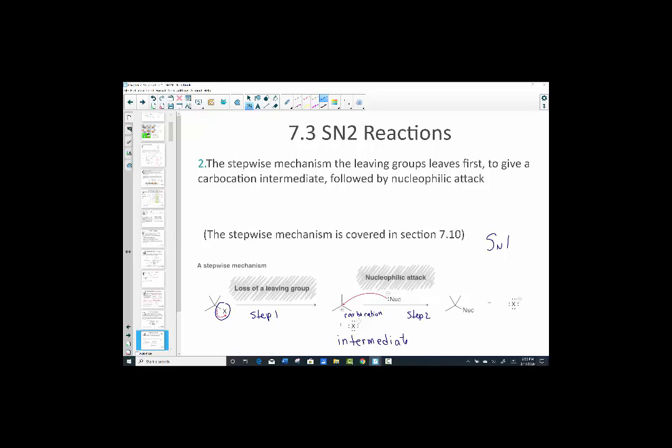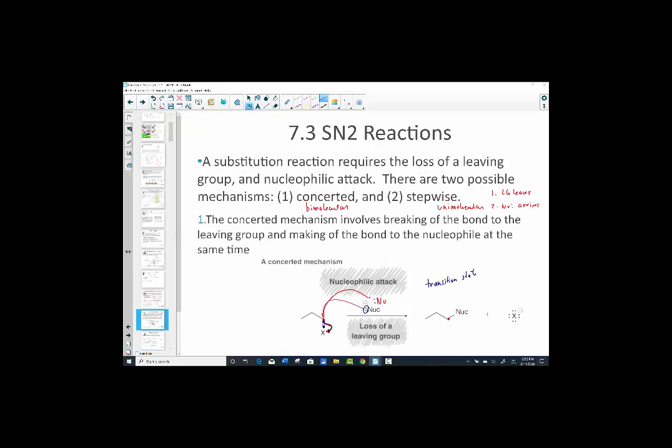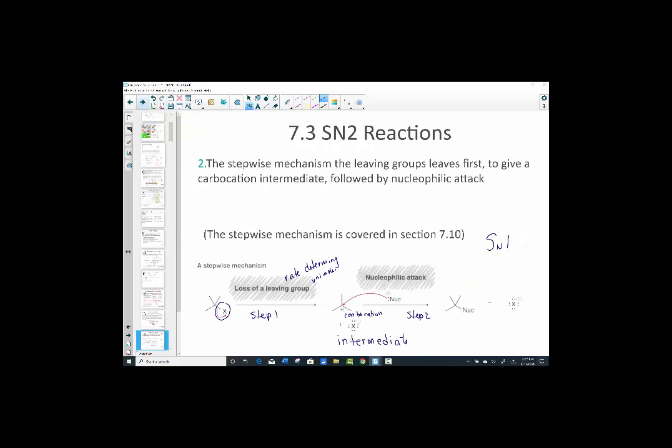Since it's a stepwise mechanism, the rate determining step in terms of kinetics is just waiting for the leaving group to leave. That's why it's known as a unimolecular mechanism. The rate determining step involves just one molecule. We're going to come back to that in section 10, but we have a bimolecular to focus on first. We'll come back to the unimolecular a little bit later.